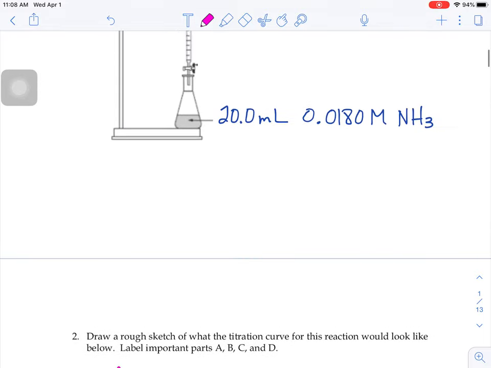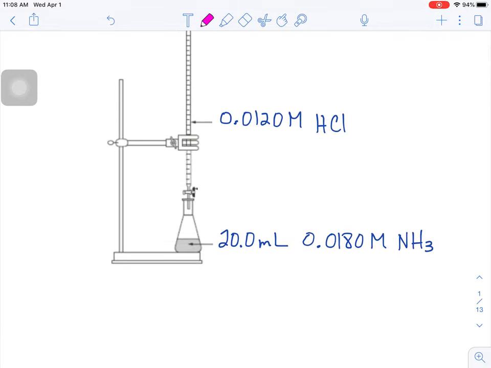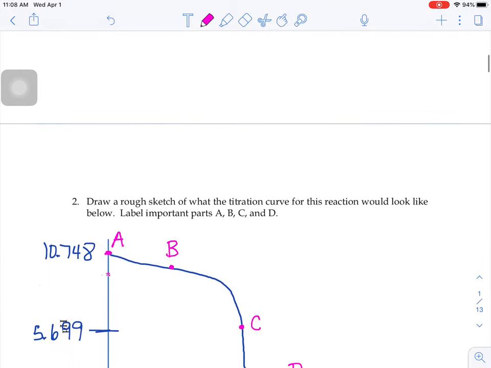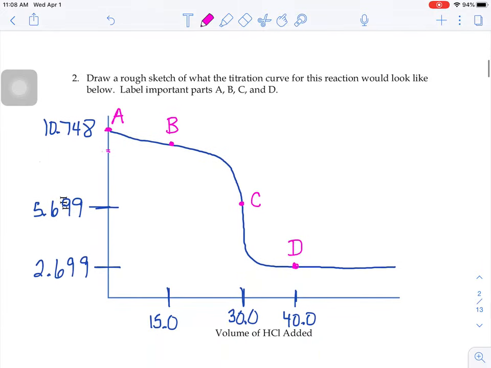As you went through this problem, the answer key is going to be posted later. What was a little bit different is that the base was in the flask this time. Acid was in the burette, and that's a little bit different than most titrations. Usually it's the other way around. As a result, our pH graph started with a high pH. It was just the base in the flask, and then as we added our acid, it started to neutralize that base and bring down the pH.